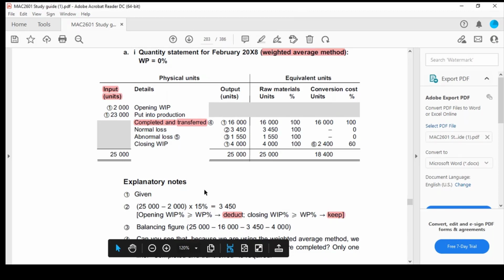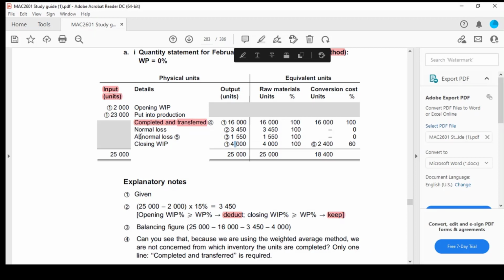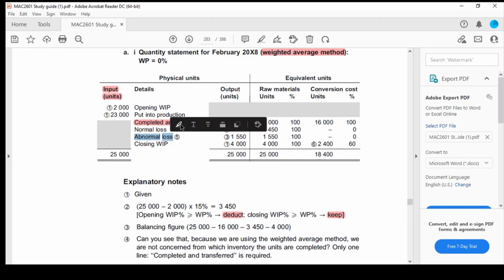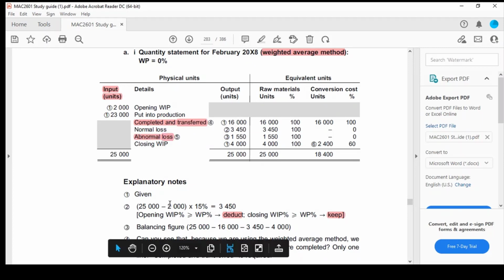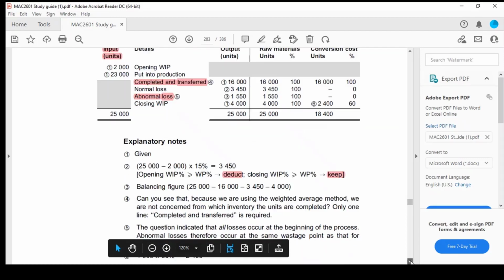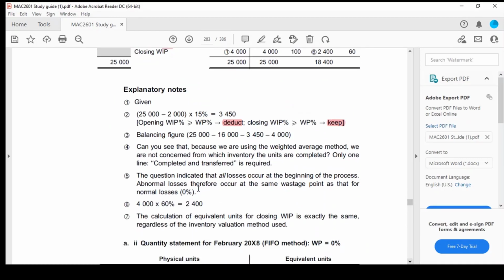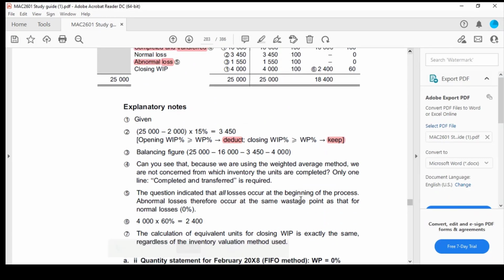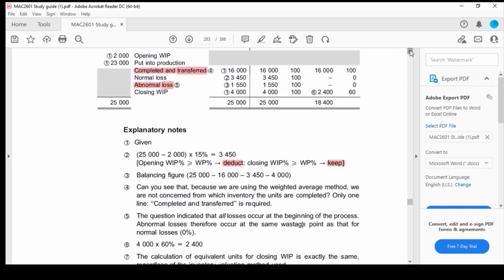Thank you. Then they ask you your closing WIP. Your closing WIP is given, so you put it there as part of your output. Now, remember, we did say that if you are given that completed and transferred, your balancing figure will be your abnormal loss. How do you do it? You say 25,000 less, right? It's all those things that we spoke about. Then you calculate, then you get your balancing figure, and that becomes your abnormal loss.